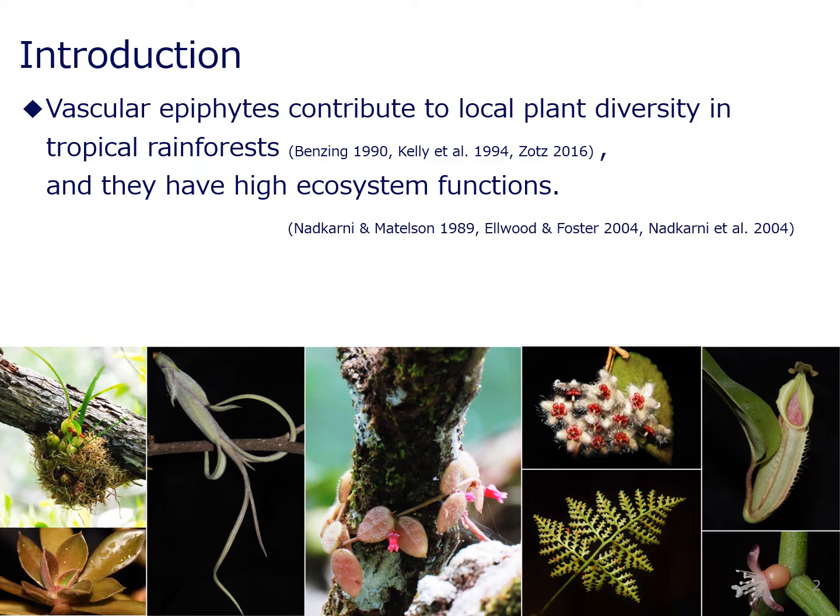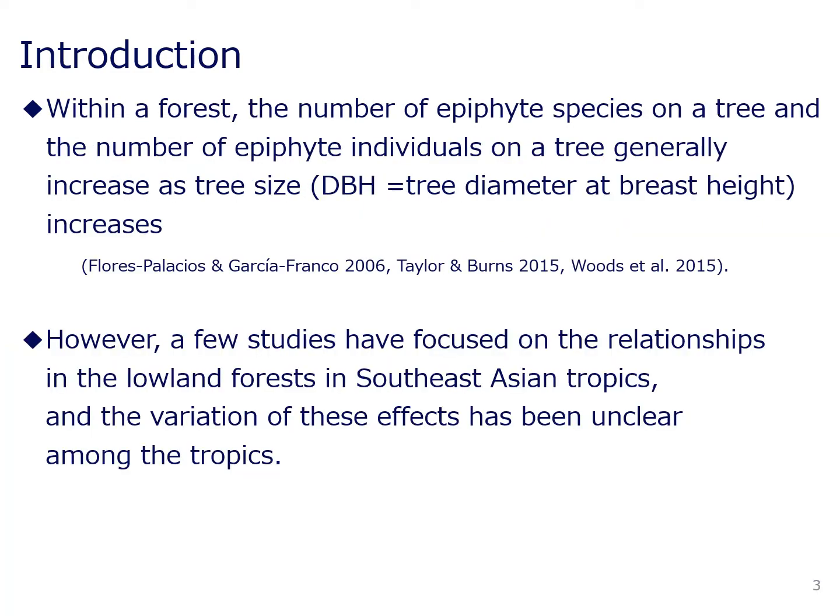Firstly, the introduction. The vascular epiphytes contribute to local plant diversity in tropical rainforests, and they have high ecosystem functions. Within a forest, the number of epiphyte species on a tree and the number of epiphyte individuals on a tree generally increase as tree size increases. However, few studies have focused on these relationships in the lowland forests of the Southeast Asian tropics, and the variation of these effects has been unclear among the tropics.